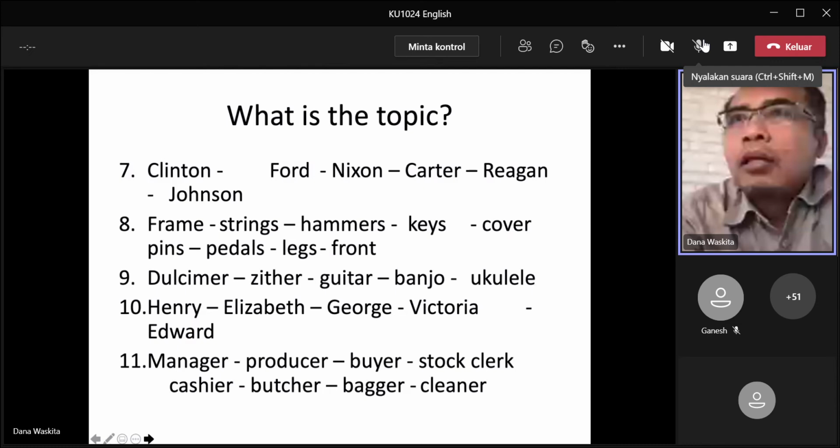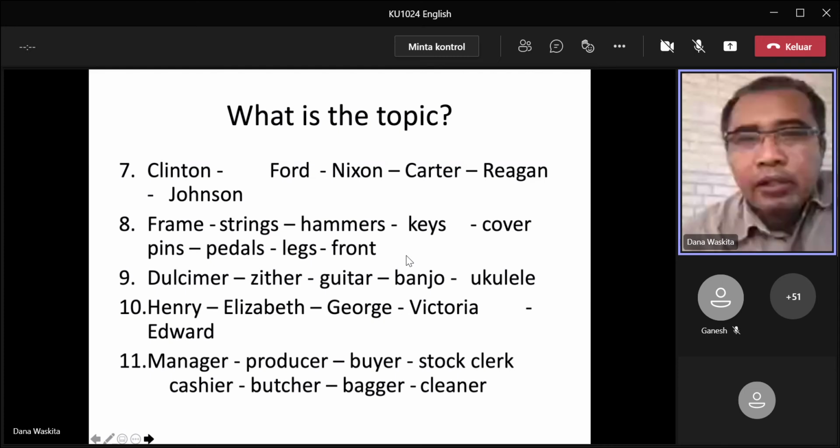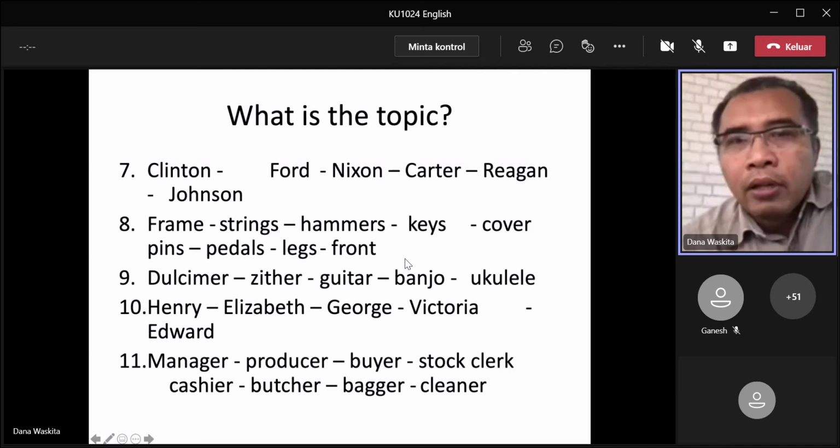Even though you don't have any words like U.S. president here, you can still find the topic by concluding, by looking at the similarities between one word and the other. So we can assume that the topic is the concept that the words have in common.